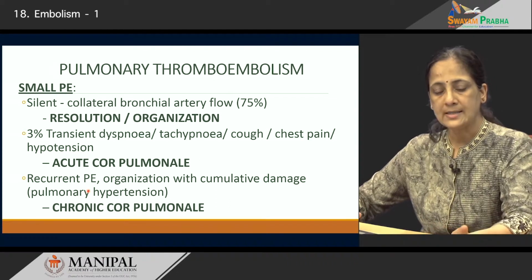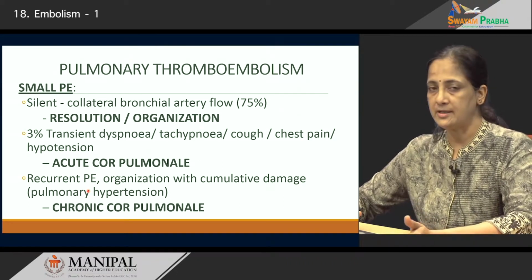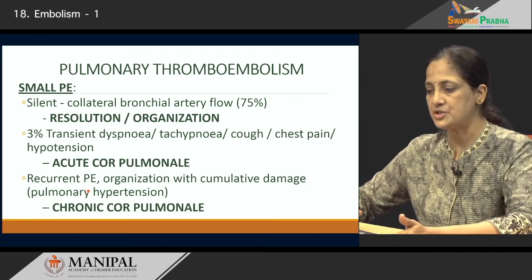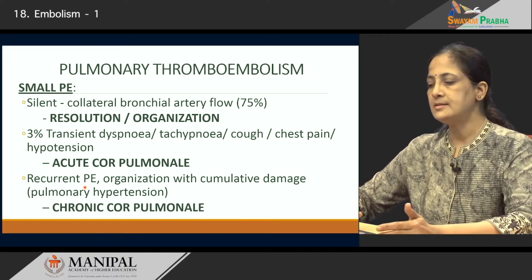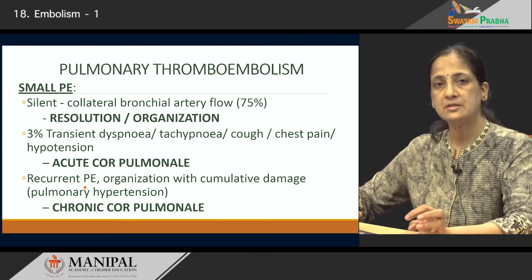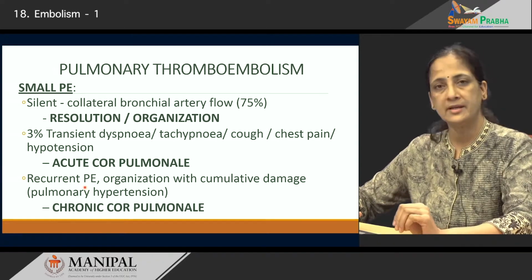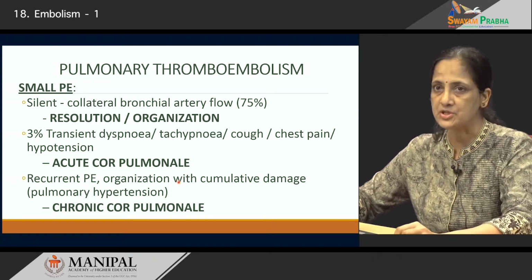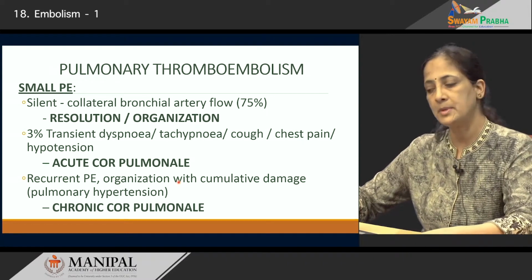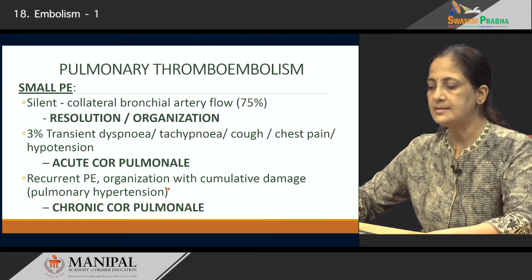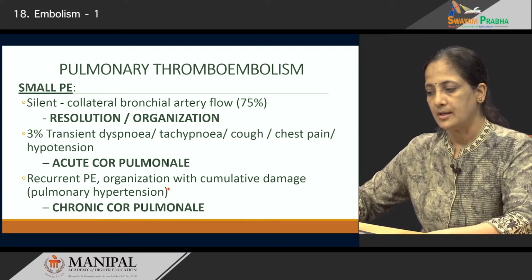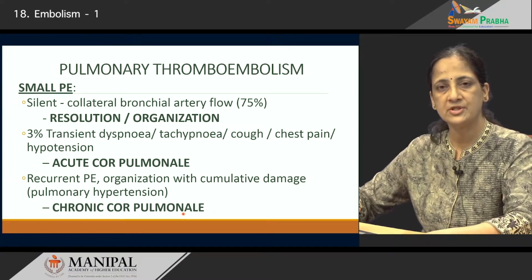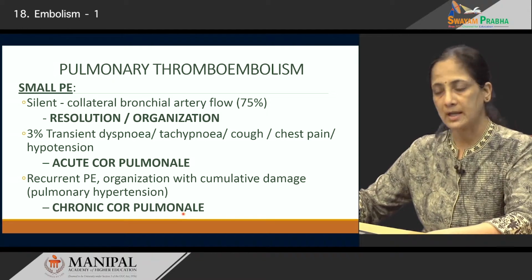In a patient who has been a subject for a pulmonary embolism, repeated episodes may follow this initial episode. When recurrent pulmonary emboli, that is multiple small emboli, enter the pulmonary vasculature, progressive organization and cumulative damage can occur to the pulmonary parenchyma and these vessels, resulting in pulmonary hypertension. In such patients, there is chronic right heart failure, what is referred to as chronic cor pulmonale.